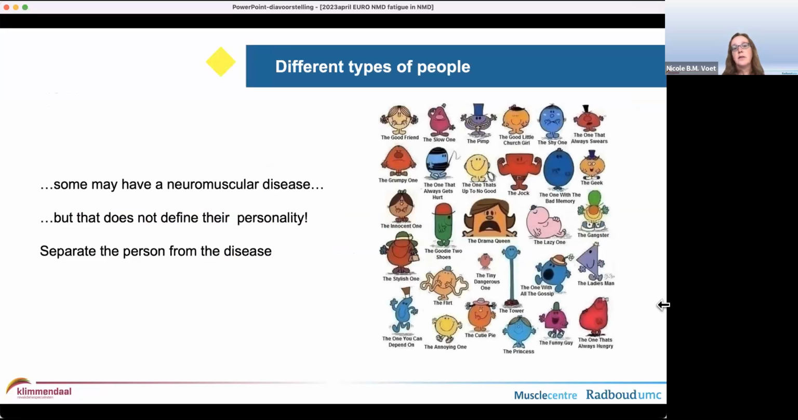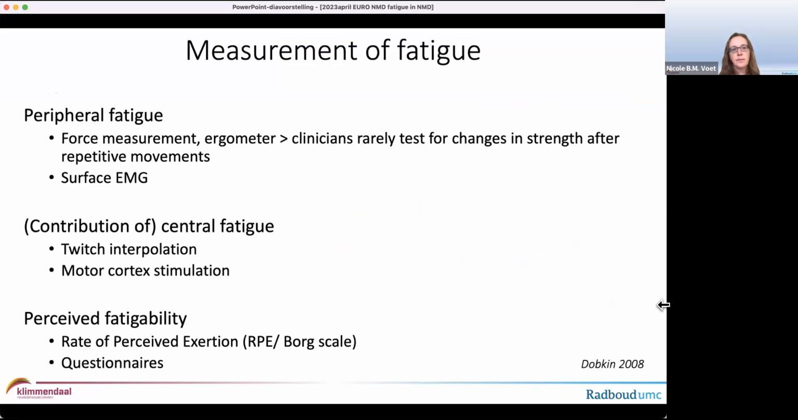That leads me to the most important thing: there are different types of people, and there are billions of people in the world. Some may have a neuromuscular disease, but it doesn't define their personality. So it's very important to not only look at the NMD, but also to take a look at the person, to separate the person from the disease, and to look at which factors are important that make the fatigue not go away.